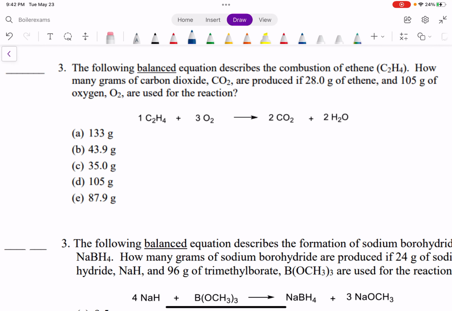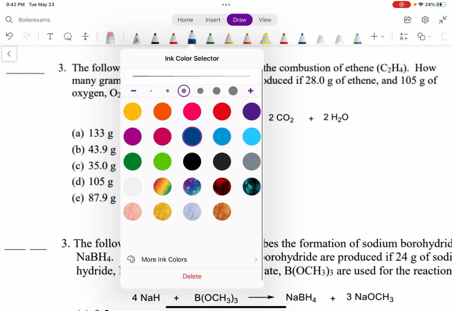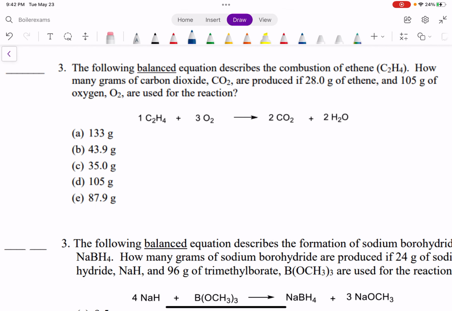First of all, they give us the reactants in grams, and we can only go through and do our math to see how many product we're going to get if we're in moles. So let's convert these into moles real quick. To do that, we're going to need the molecular weight.